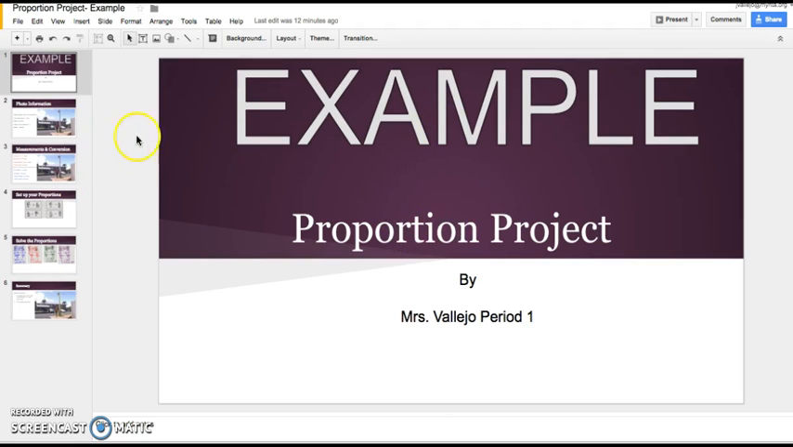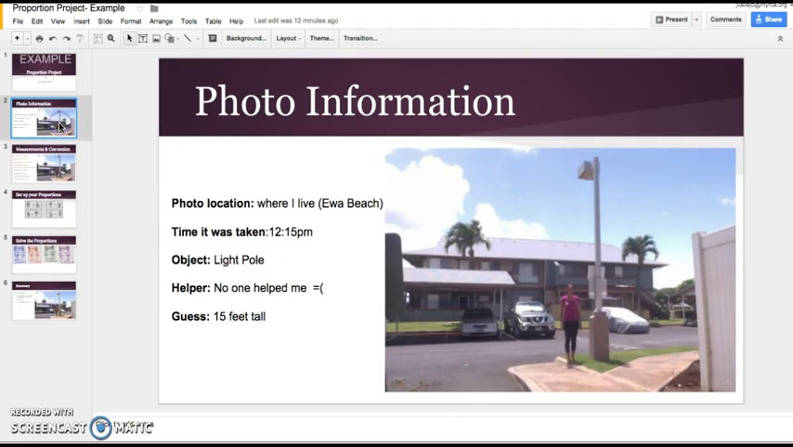So in the proportion project, the objective is to find the height of an unknown object. And this object should be taller than you. It should be something that you can't physically measure with a ruler or with a yardstick. It should be something that's maybe as tall as a light post or a tree or maybe a really tall sign. So here's some information about my object and this picture.